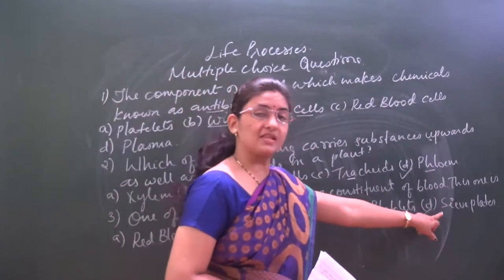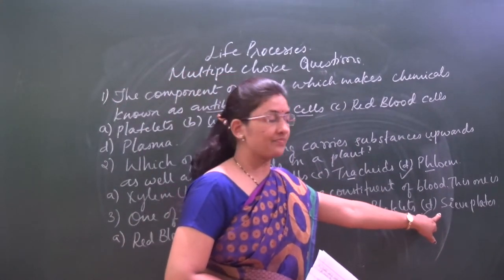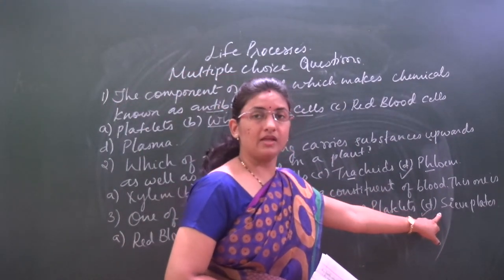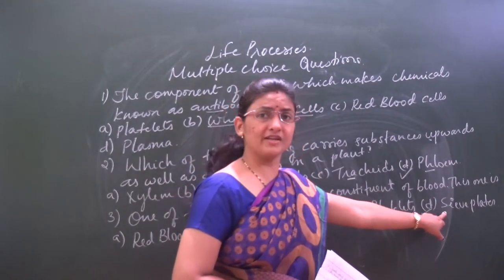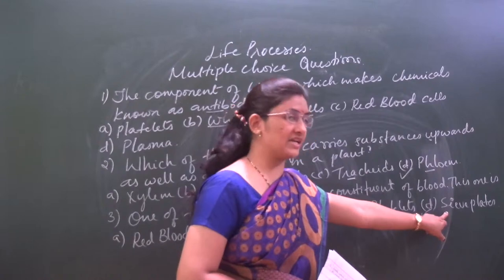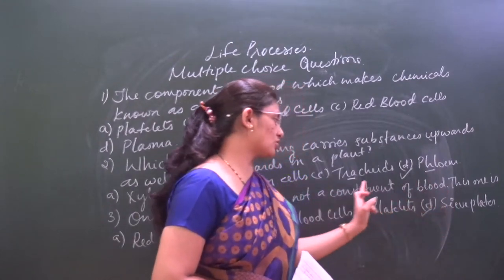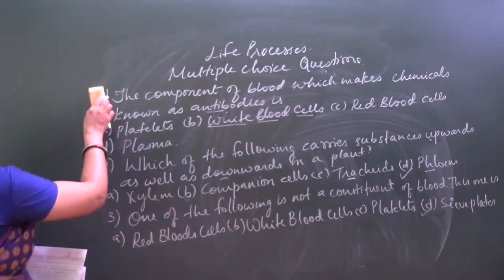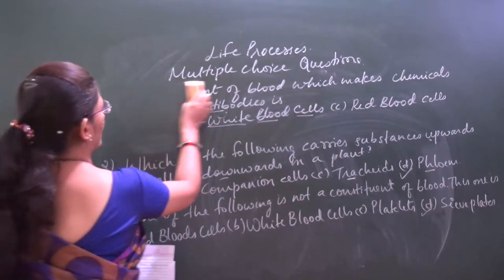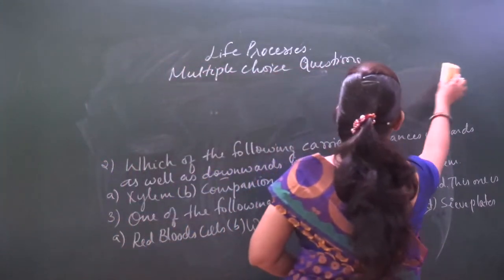Sieve plates are found in the phloem tissue. In the sieve tube cells, perforated plates are present, which are called sieve plates. So, this is not a component of the blood, as it is related to the phloem. The next question we come across.